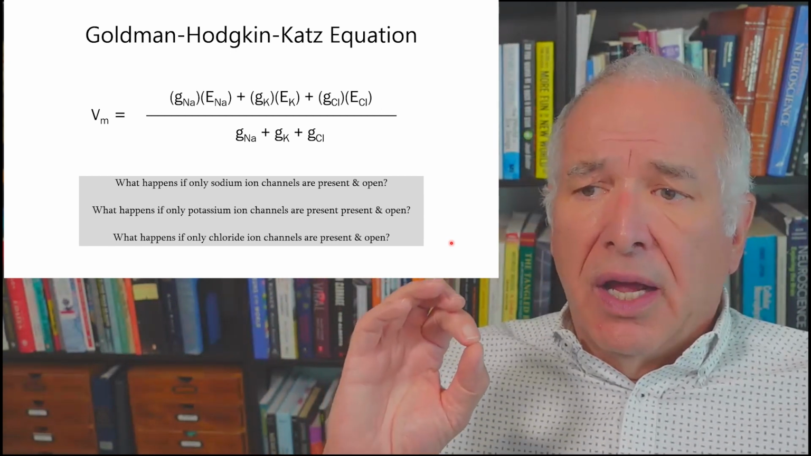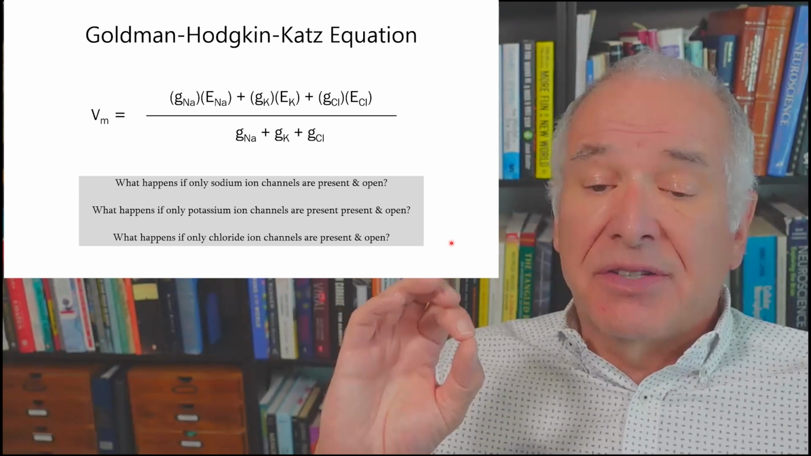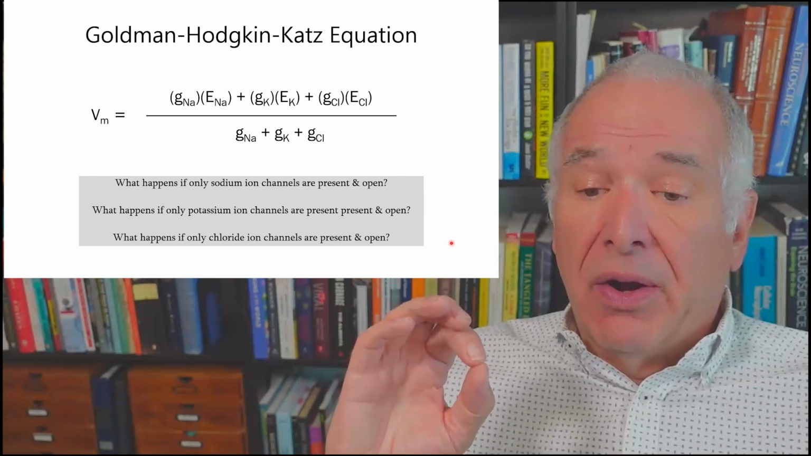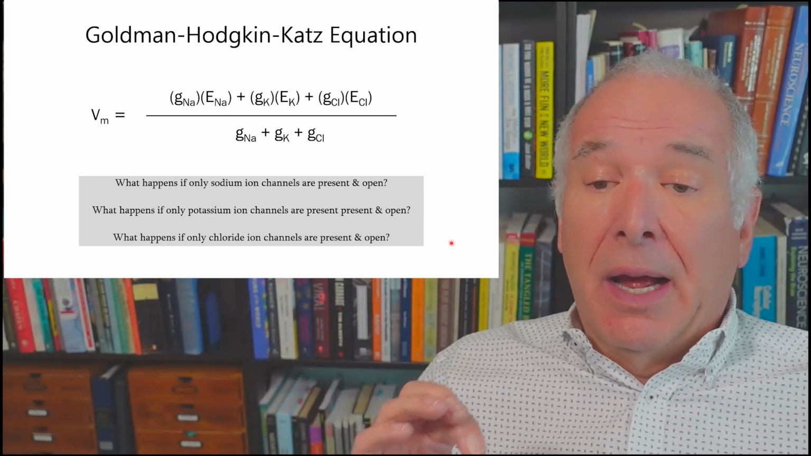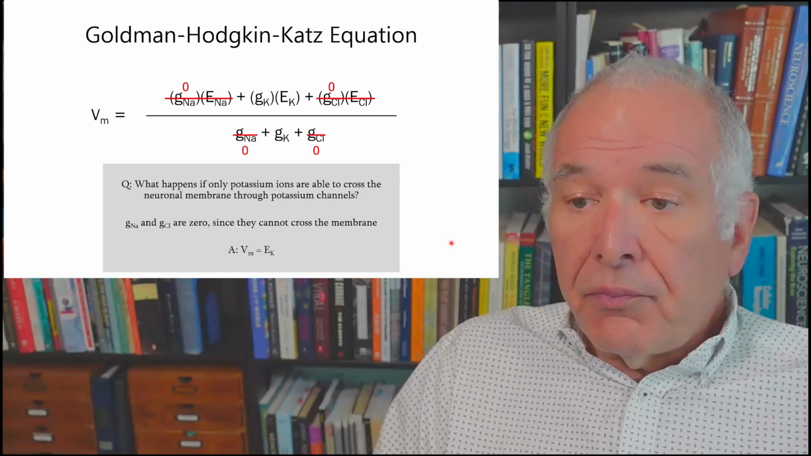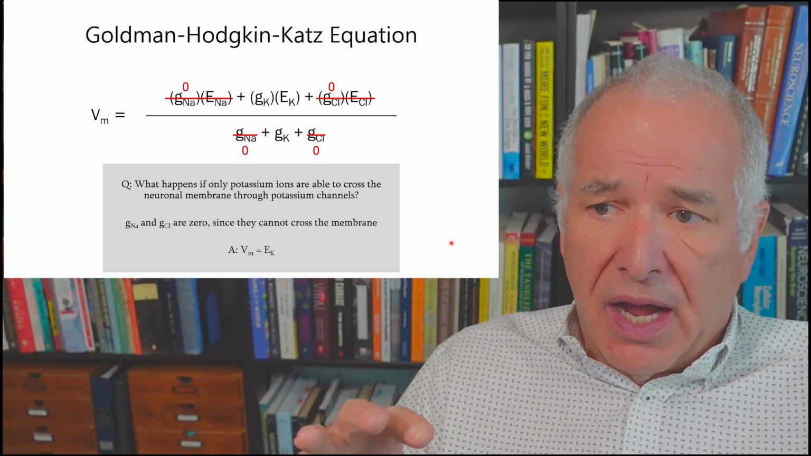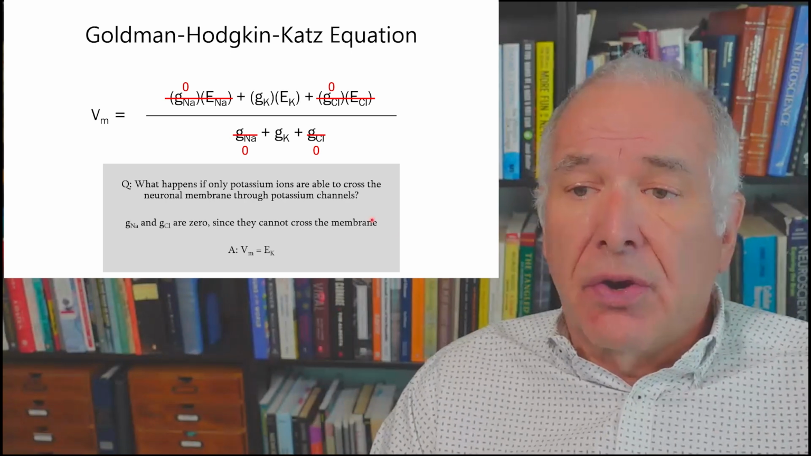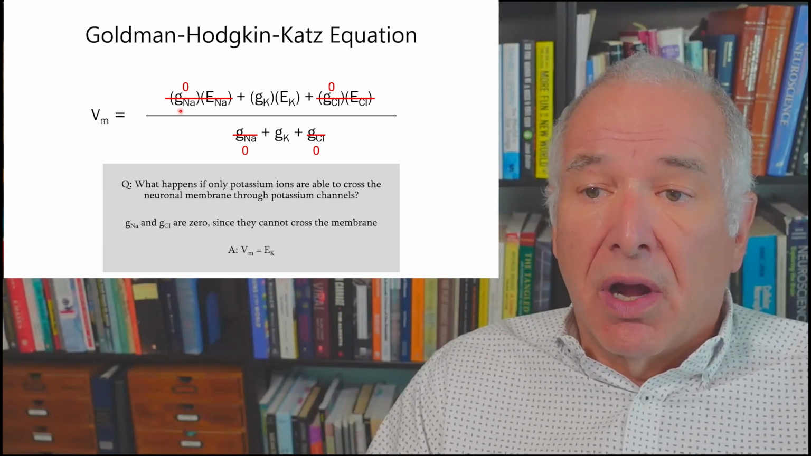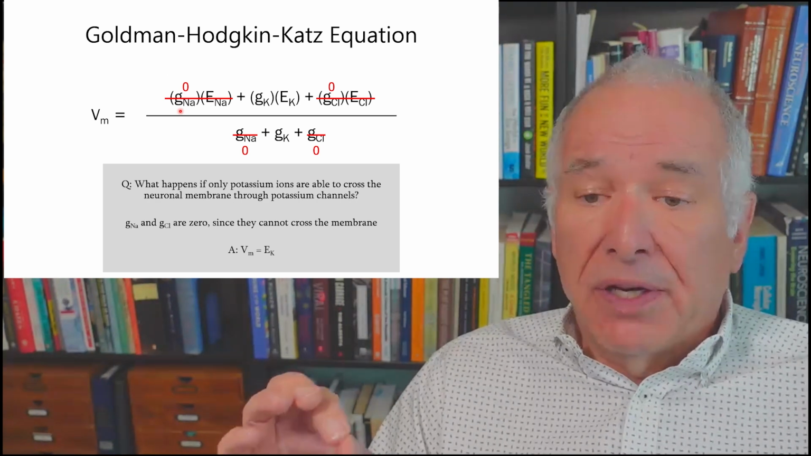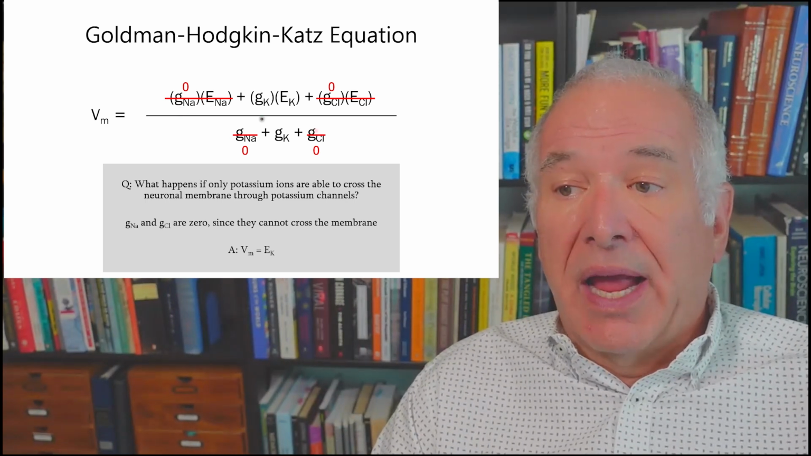I'm just going to do G_K. I'm going to do the conductance for potassium and look at just potassium. But I think you'll be able to see how easily this resolves for looking at sodium and for looking at chloride. I'm going to leave that up to you to do that work. So what happens if only potassium ions are able to cross the neuronal membrane through potassium channels? Well, in that case, sodium by definition can't cross, and that makes the conductance of sodium zero. And it doesn't matter what the equilibrium potential for sodium is. Anything times zero is still zero, so that term cancels out.